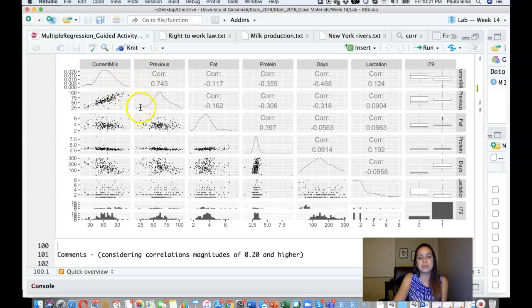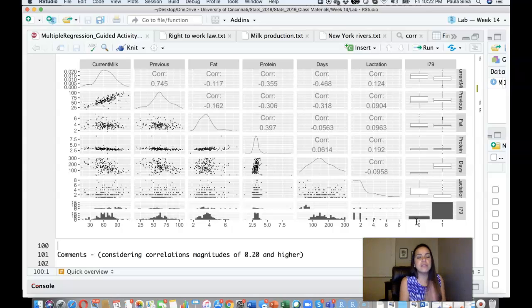That's the distribution of current milk, that's the distribution of previous milk production, fat, protein, days, lactation, and because I-79 is actually a categorical variable, you can't create sort of a density plot like this. So it has sort of a histogram showing how many of the observations have the cattle on average with less than 79 days since last lactation and the number with more than 79 days. So we have many more of that observation than that, which is a little bit problematic, but we'll ignore that for now. So we would want that to be kind of divided equally, but we'll not worry about it for our purposes.